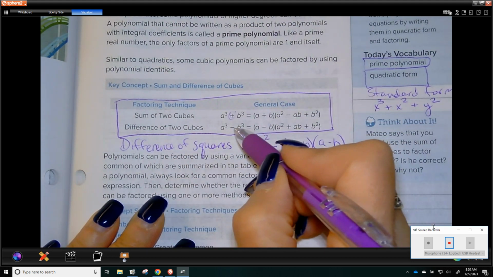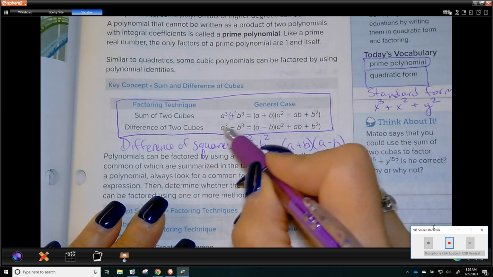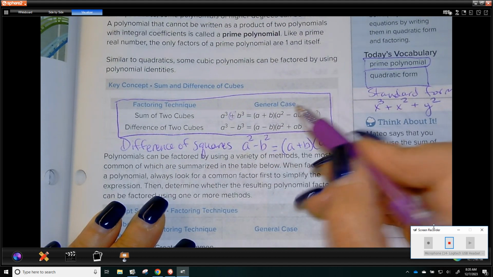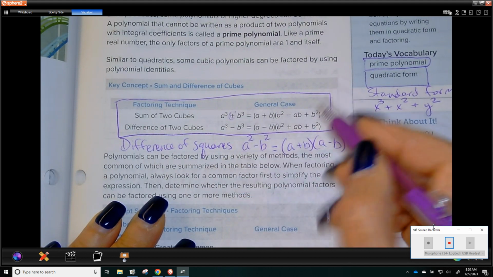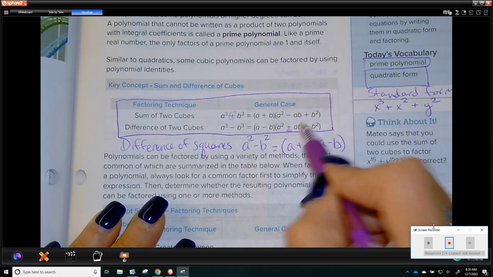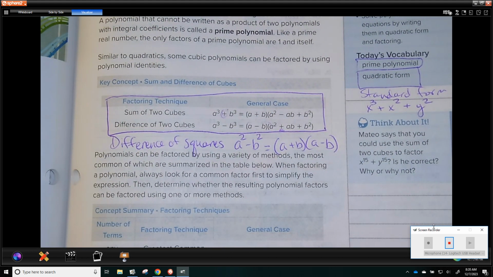Now if it's difference, again, you're going to take the same thing but without the cubes, a minus b. A squared, now since it's subtraction, you're going to have an addition in the middle, ab, and then b squared. All right?